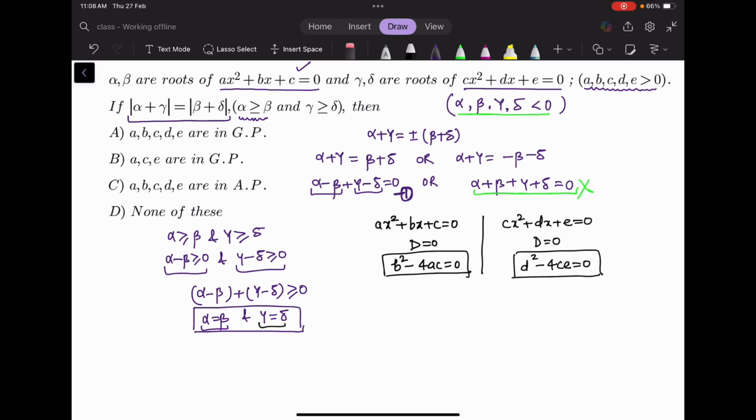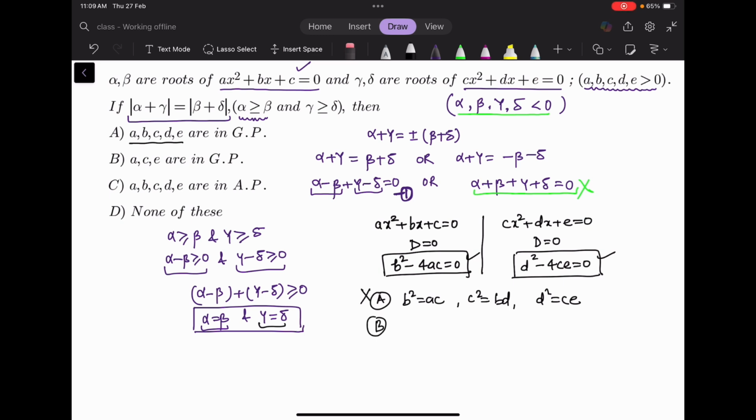Now coming to options, the first option they are saying A, B, C, D, E are in GP. So if A, B, C, D, E are in GP, then B square is equal to AC, or C square equal to BD, and D square equal to CE, like that we can form some relations. But these relations we can't obtain from these two obtained conditions. So option A will never be the correct one.